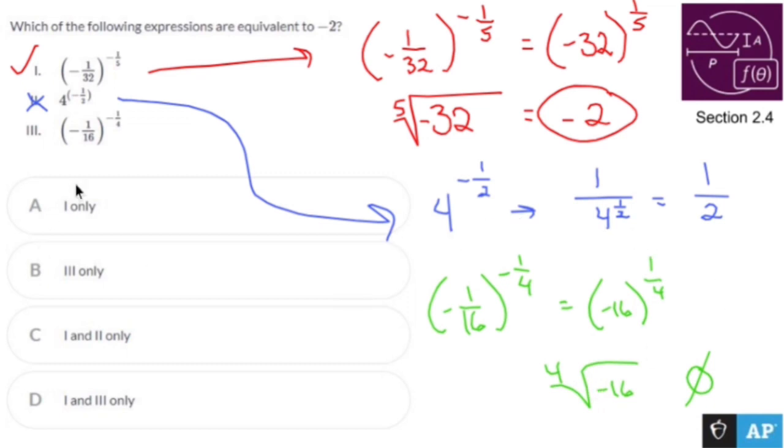So the only option that I have is just 1, and 1 only. Very interesting.